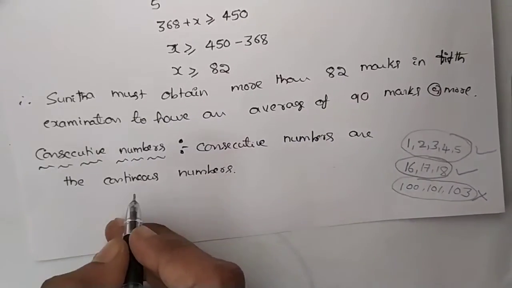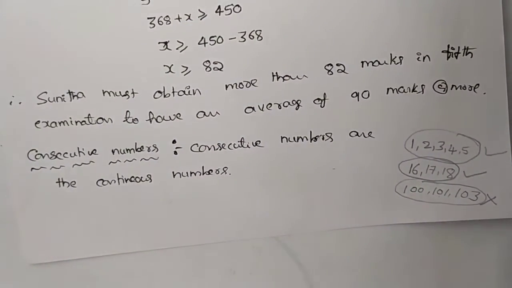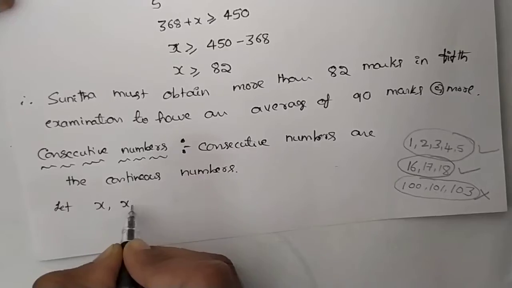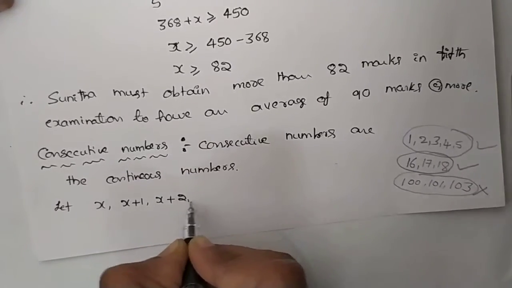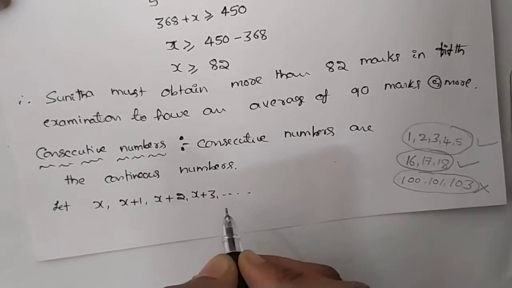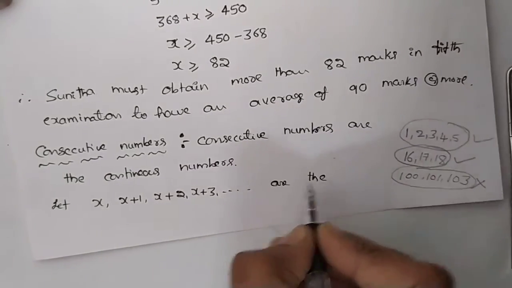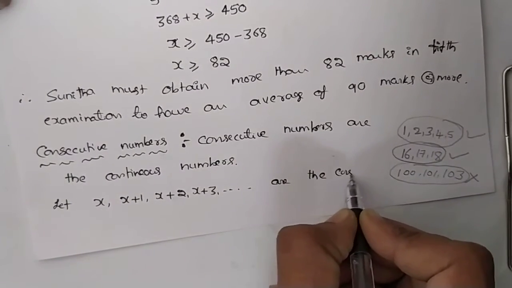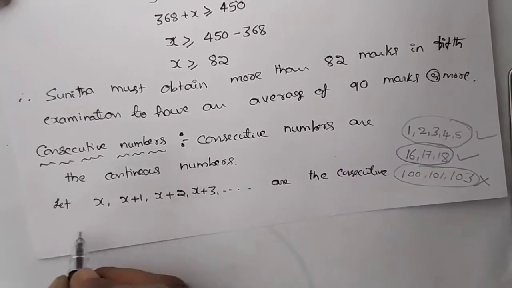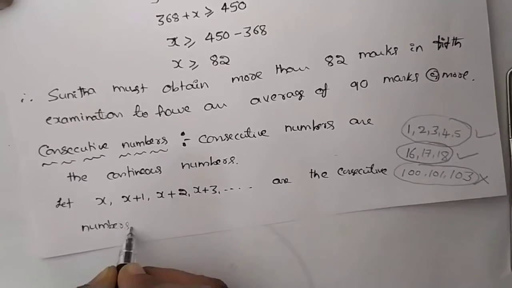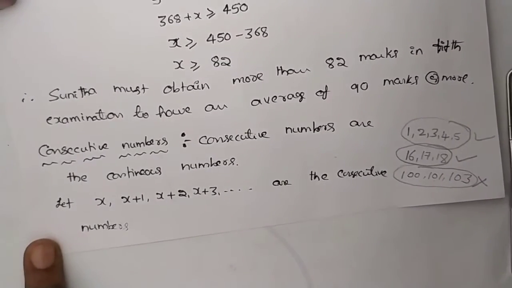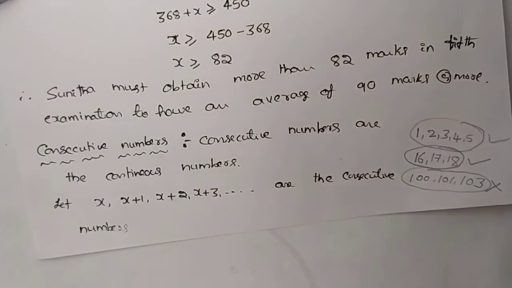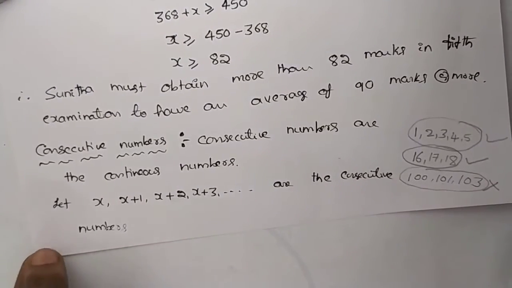Generally, how are we going to denote consecutive numbers? Let x, x plus 1, x plus 2, x plus 3 and so on be the consecutive numbers. Generally, we denote consecutive numbers like this. Do you understand? Consecutive numbers are continuous numbers. Now let us move on to the problems.